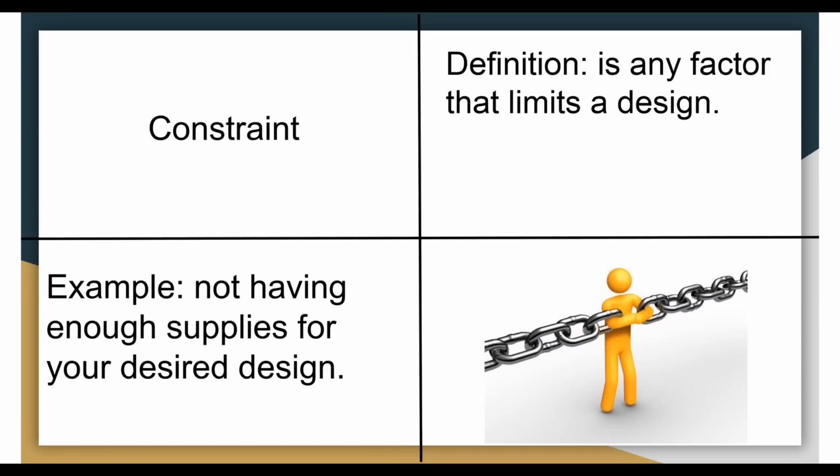A constraint could be that some technology just isn't available yet, meaning we haven't developed it. So we could have this idea and say, oh my gosh, this would be the coolest thing ever, but the technology for that design isn't there yet. It's not that we don't have the idea, we just don't have all the parts that we need in order to make it happen.